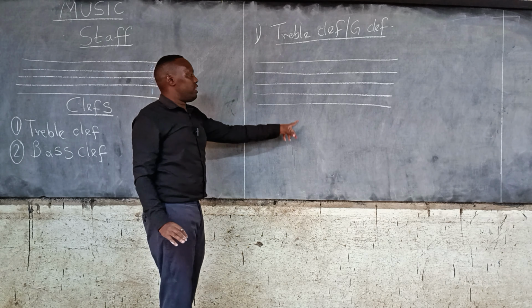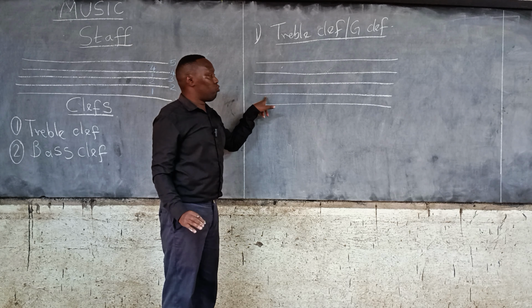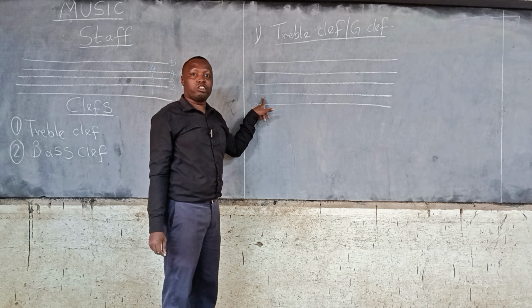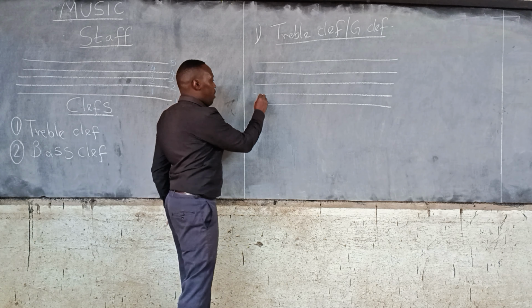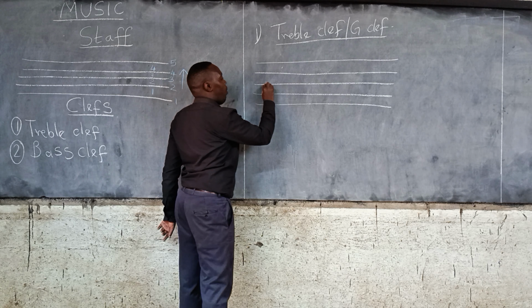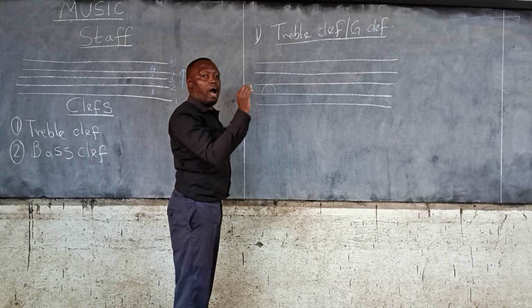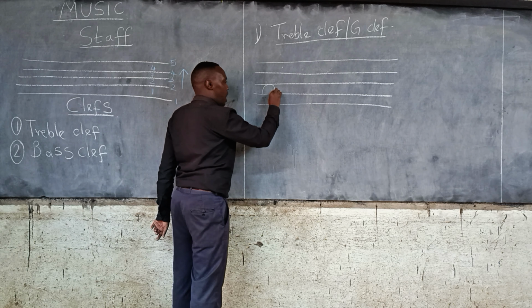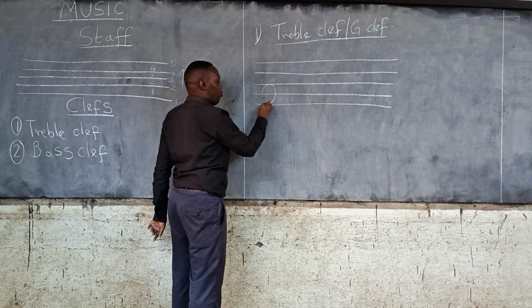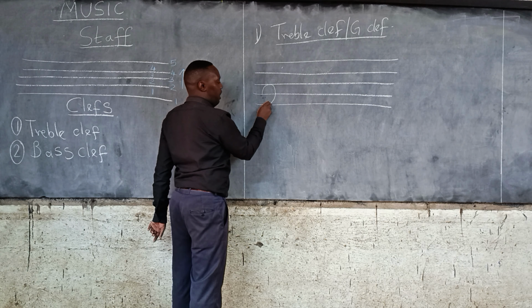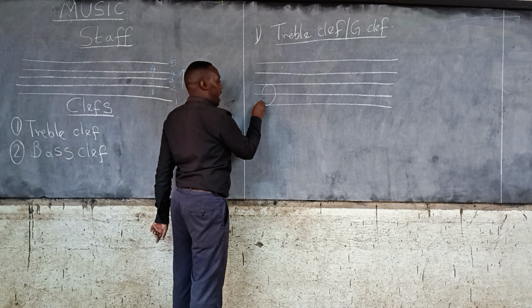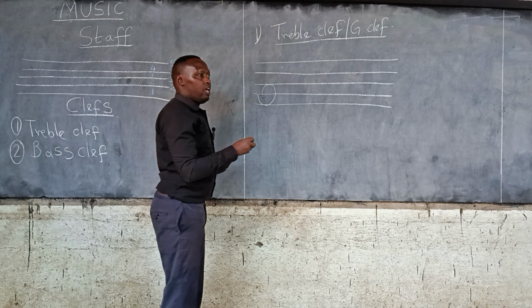We will start with line 2. We will go where line 2 is, and we'll draw a semicircle. Then that semicircle will move down up to line 1. Then outside this line, we'll move upward like that.